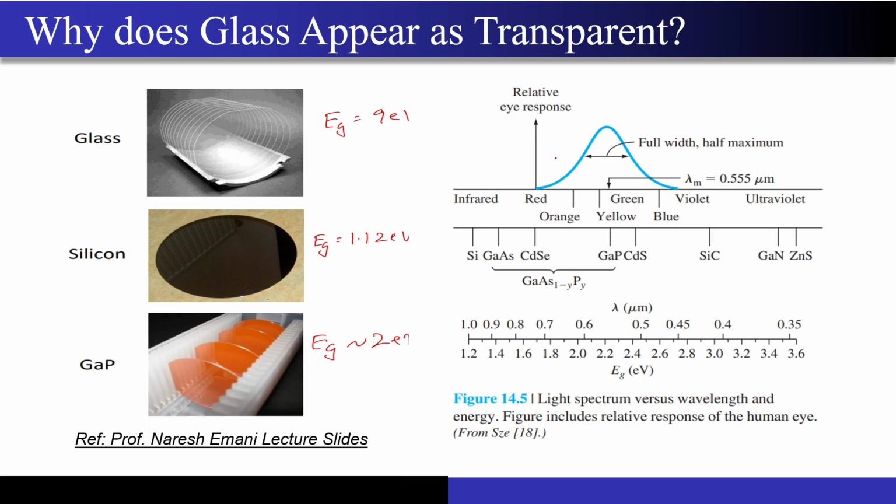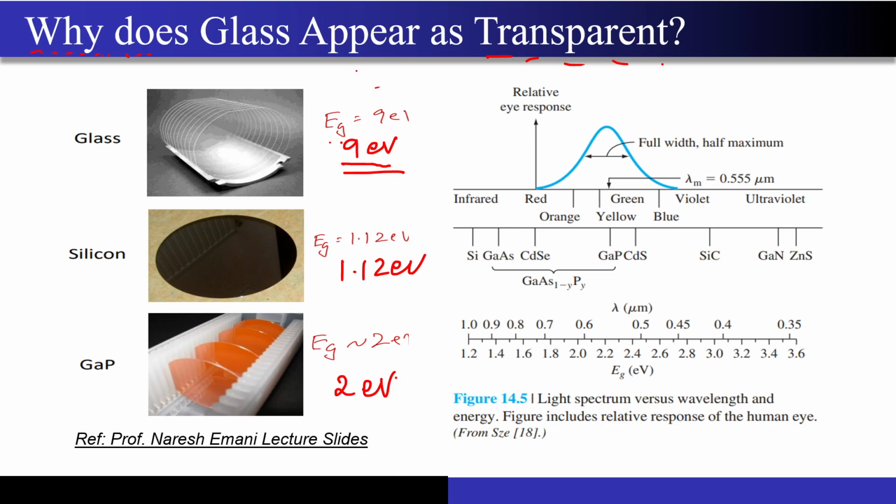Now regarding this absorption, a very good analogy to understand this is why the glass appears transparent. If I look at this glass, the Eg, the band gap, is close to 9 electron volts. For silicon it is 1.12 electron volts, and for gallium phosphide it is 2 electron volts. Now why does this appear transparent?